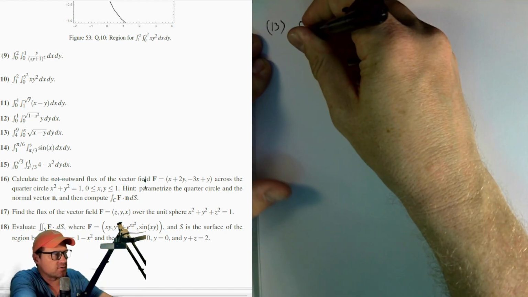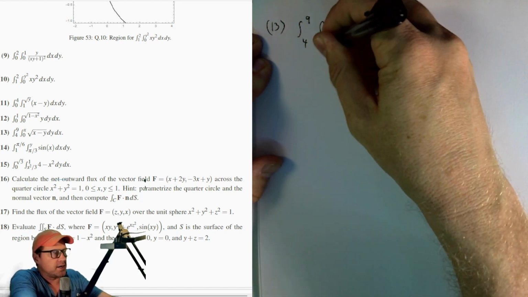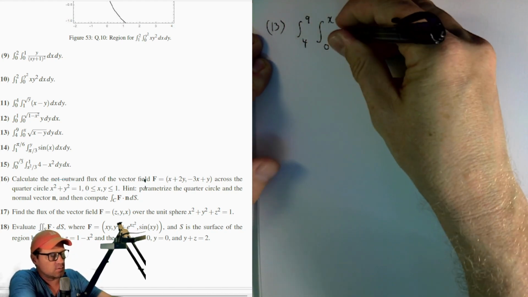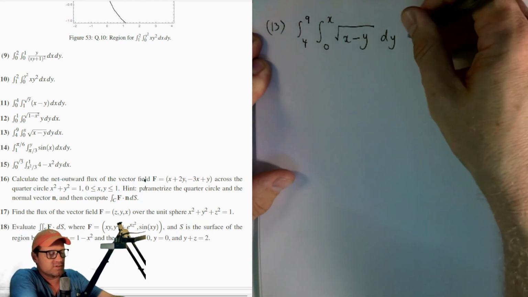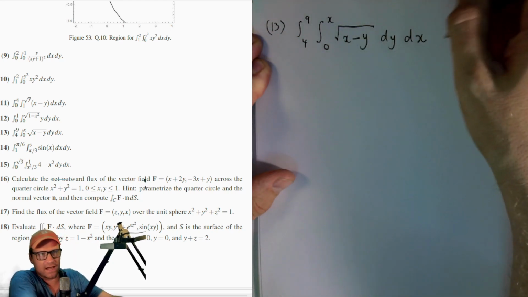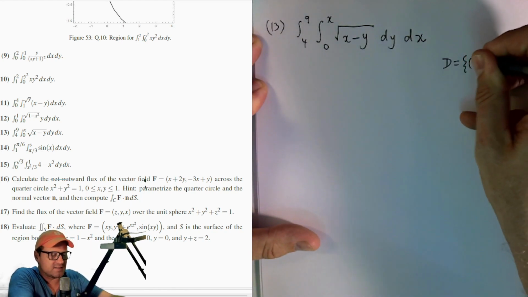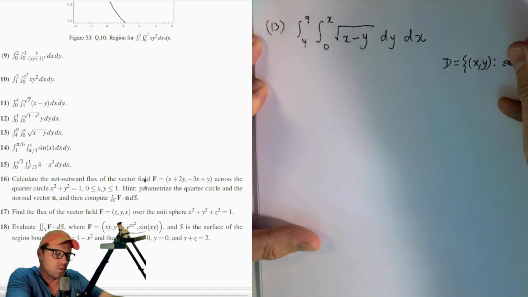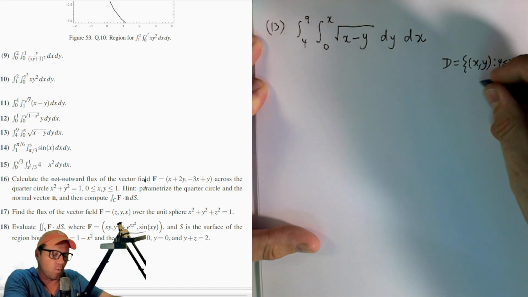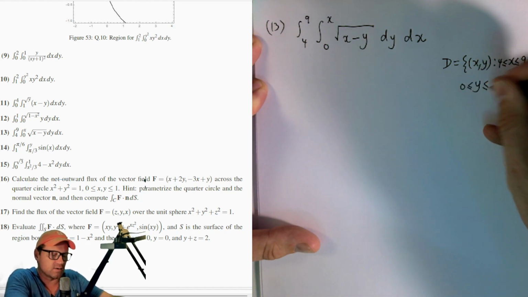13. Double integral as x goes from 4 to 9 and y goes from 0 to x. We're integrating the square root of x minus y, first with respect to y and then with respect to x. Okay, let's consider this region. So D is the set of all points x comma y such that x is greater or equal to 4, less than or equal to 9, and y greater or equal to 0, less than or equal to x.